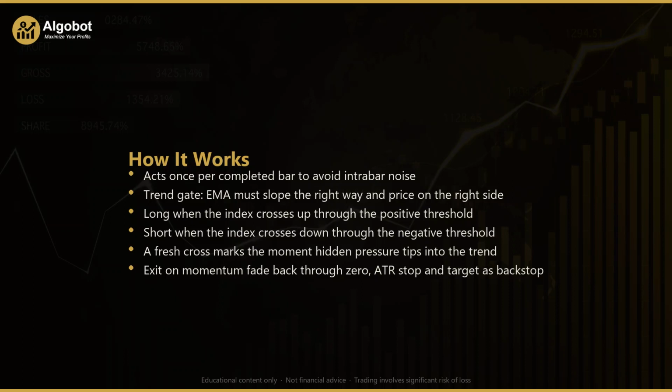Now for the exits. The primary exit is an active momentum fade. The strategy closes a long the moment the Wick Asymmetry Index slips back below zero, because the tails have stopped favoring buyers. It closes a short once the index rises back above zero. Behind that sits a hard backstop built from the average true range. The stop loss is placed at a multiple of the ATR, 2 times by default, and the take profit is set at a reward to risk multiple of that stop distance, also 2 by default. So the strategy carries both a responsive exit and a fixed safety net on every position.